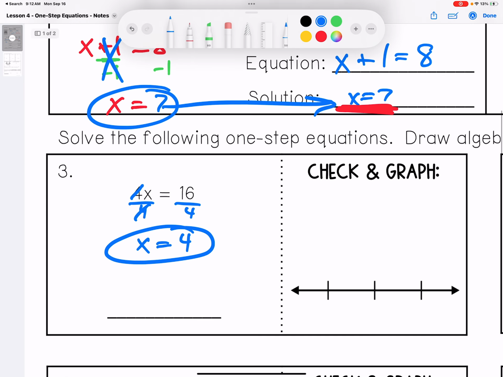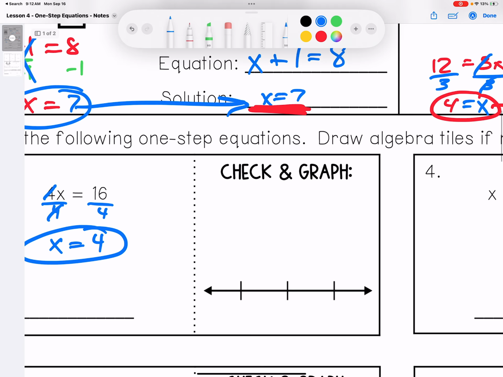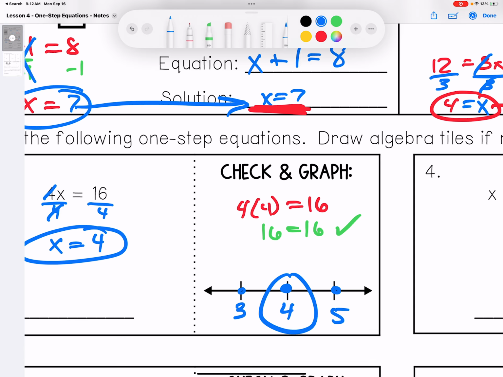Now, they want us to graph that and go back and plug it in. So we're going to take our answer and plug that 4 in where x is. Does 4 times 4 equal 16? Does 16 equal 16? Check. It does. Now let's graph it. There it is. Right there's 4. You actually don't need to put those other ones. Just the 4.